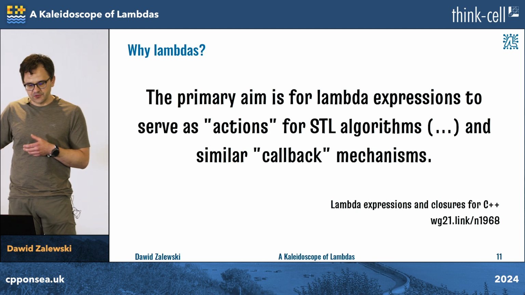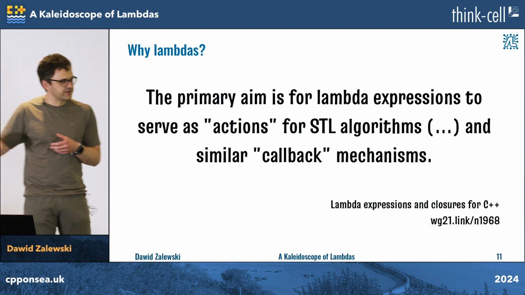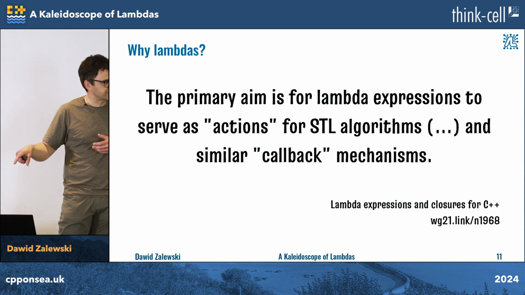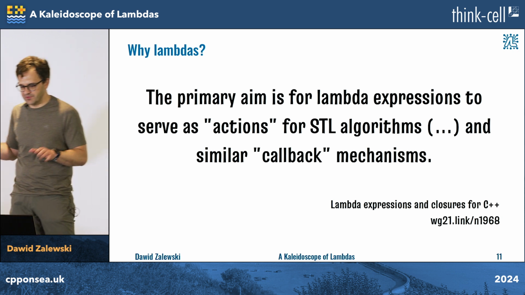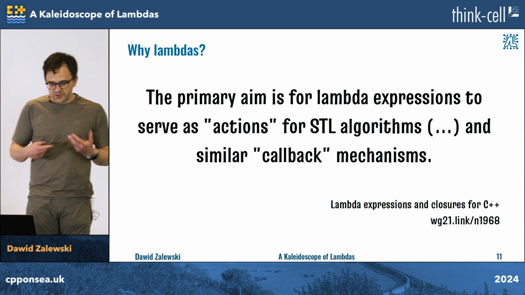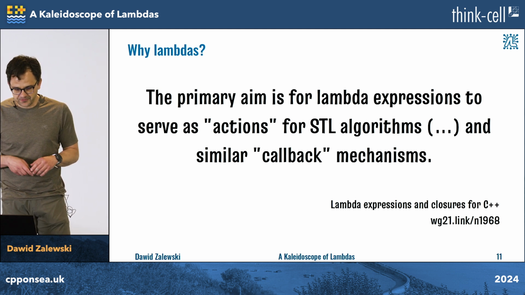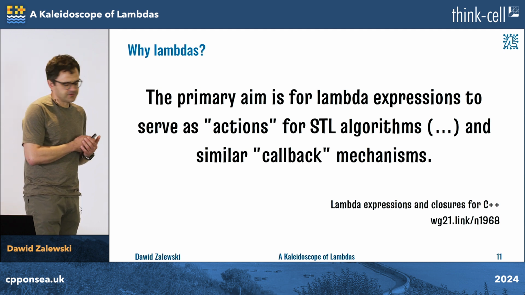They were meant to be used there, and that's why they came with lots of limitations, which we are going to talk about in a moment. So many things weren't possible even before. They were simple actions for algos. So this is the motivation. So what is a lambda?